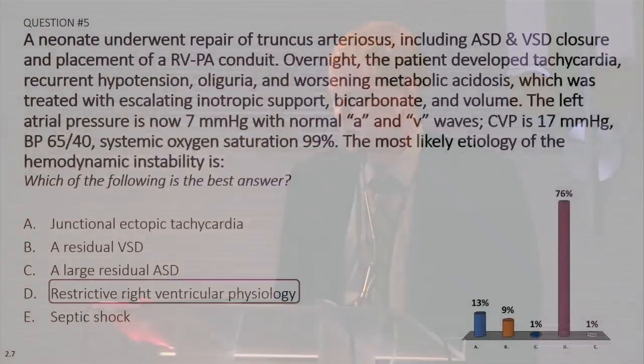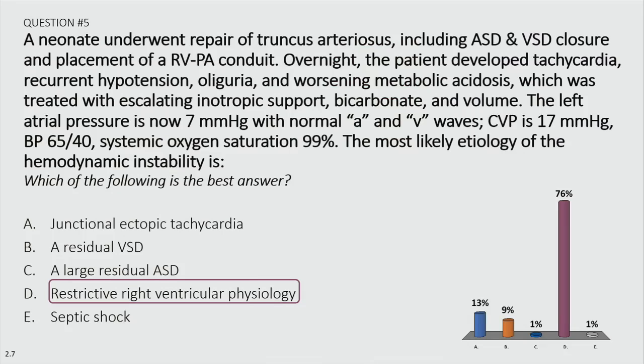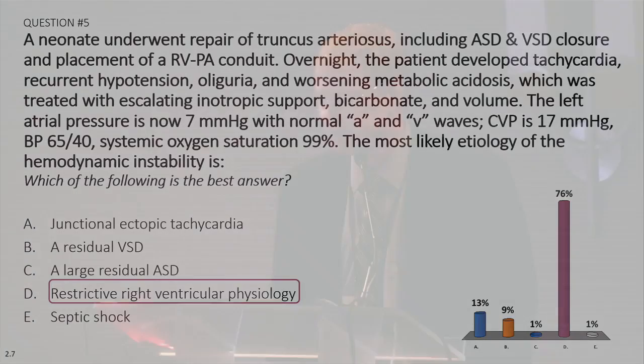So if you had junctional tachycardia, I would expect there to be cannon A waves. I'd expect the left atrial pressure to be higher than 7. If you had a residual VSD, I'd expect the left atrial pressure to be higher than 7, right, if there's a big residual left to right shunt. If the PFO is left too big or there's a large residual ASD, how's that patient going to present? And they've got a sick right ventricle.